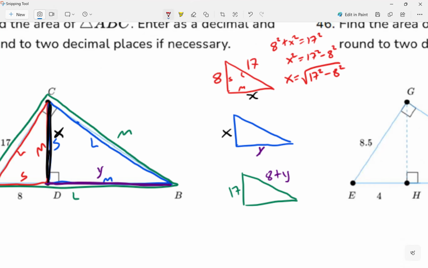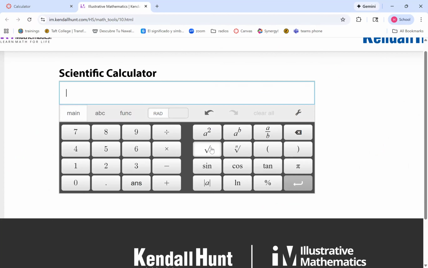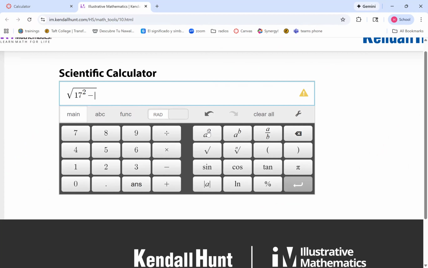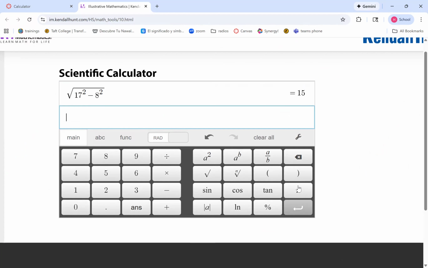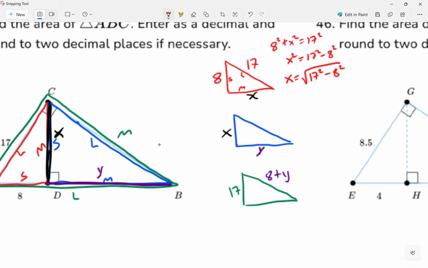Let me bring my calculator out. We've used calculators before. I'm going to go square root of 17 squared minus 8 squared, enter. Okay, that's 15, right? Good. I'm glad it's not decimals yet. So I know this side right here is 15. Good.